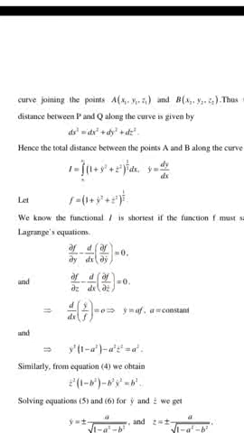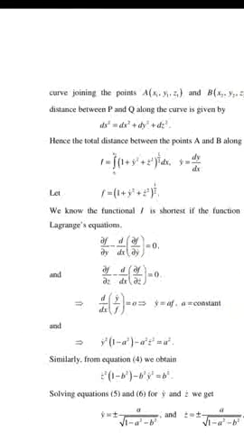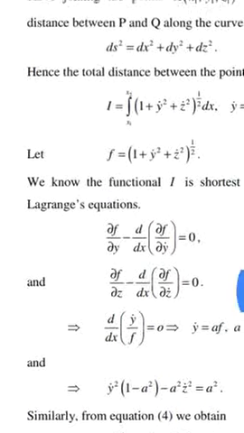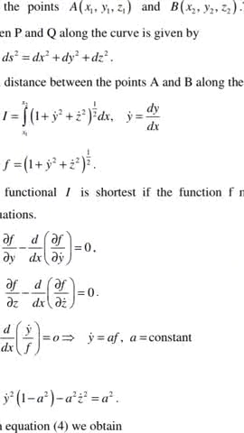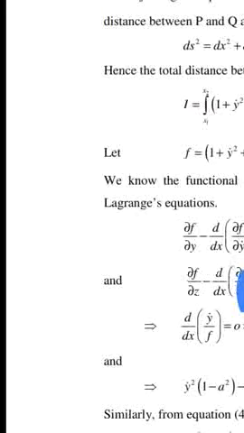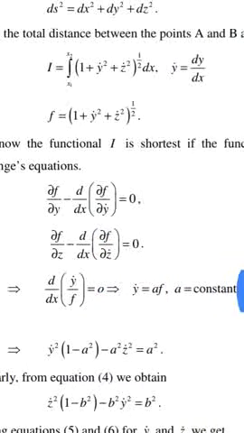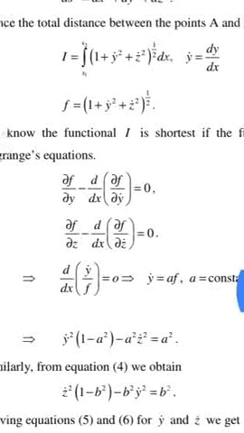Hence, the total distance between the points A and B along the curve is given by I = integral from x1 to x2 of (1 + y dot squared + z dot squared) raised to half dx, where y dot = dy/dx. Let f = (1 + y dot squared + z dot squared) raised to half.